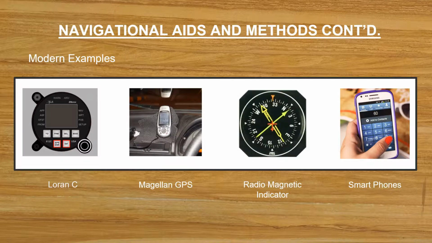Here are some more navigational aids and methods that are continued. We're going to be looking at some modern examples. We have Loran-C, a Magellan GPS, a radiomagnetic indicator, and smartphones.